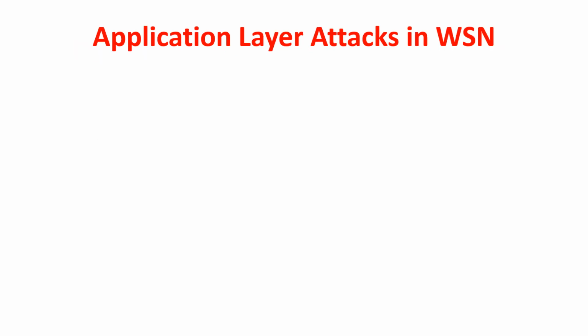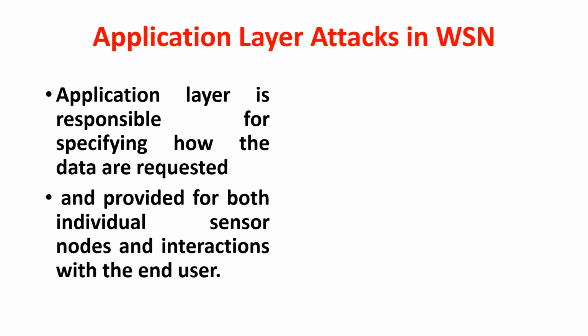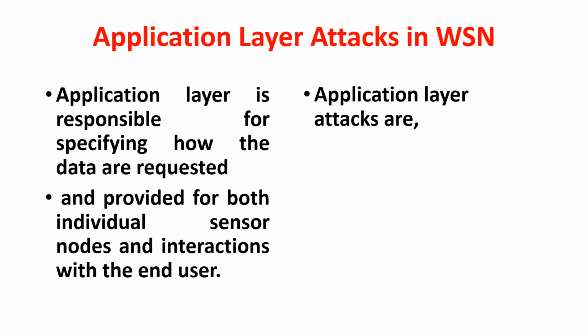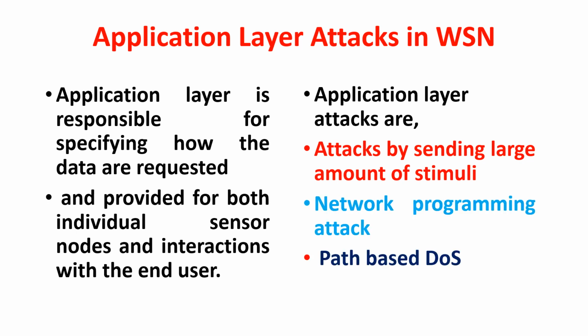Application layer attacks in wireless sensor networks. The application layer is responsible for specifying how the data are requested and provided for both individual sensor nodes and interactions with the end user. Application layer attacks are attacks by sending large amounts of stimuli, network programming attack, and path-based DoS.